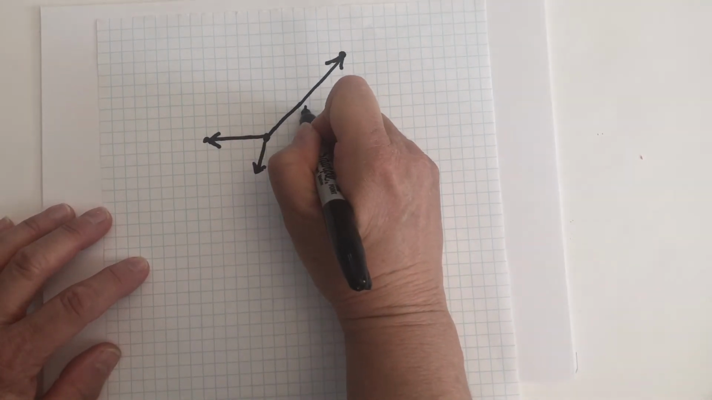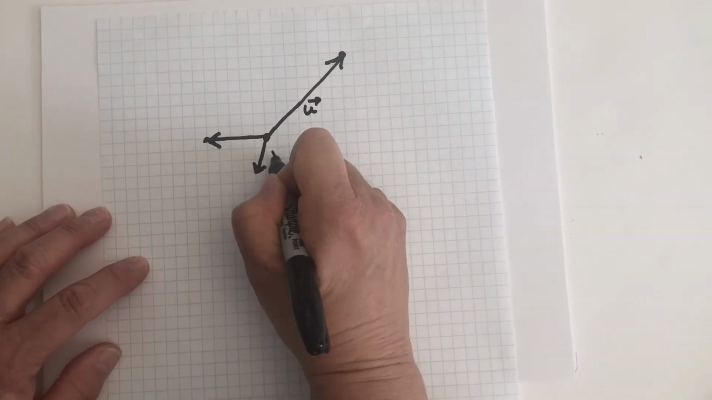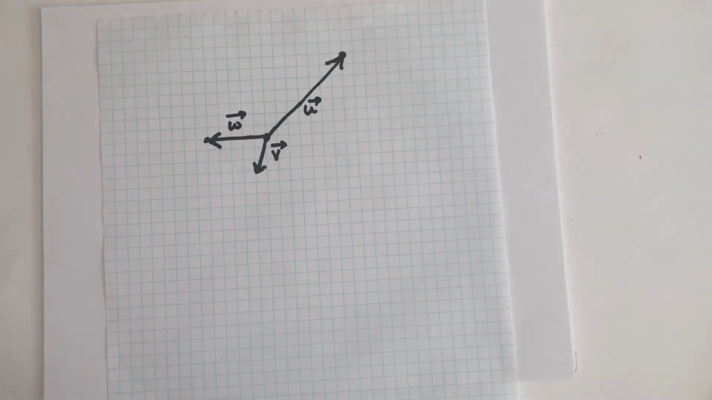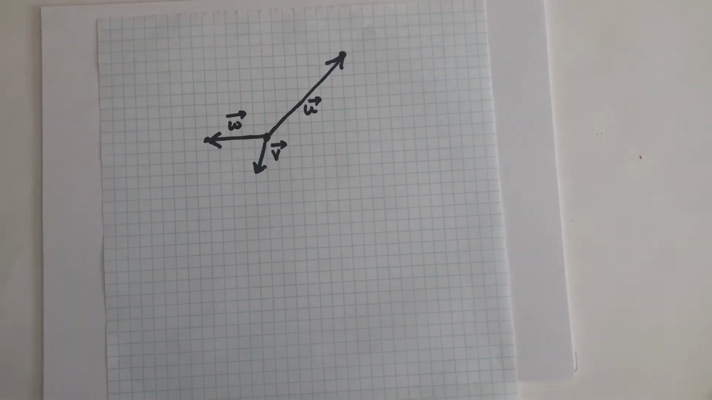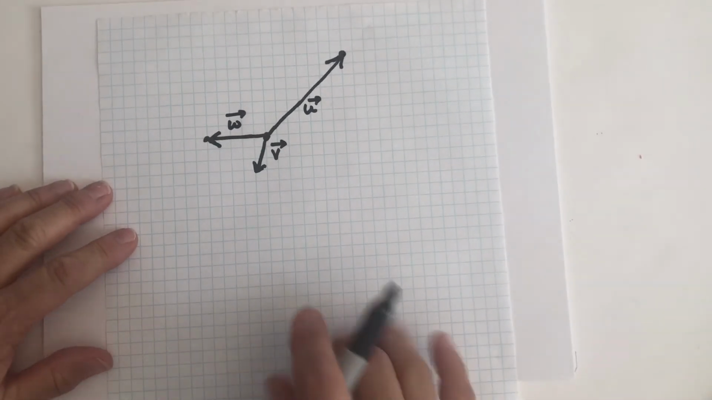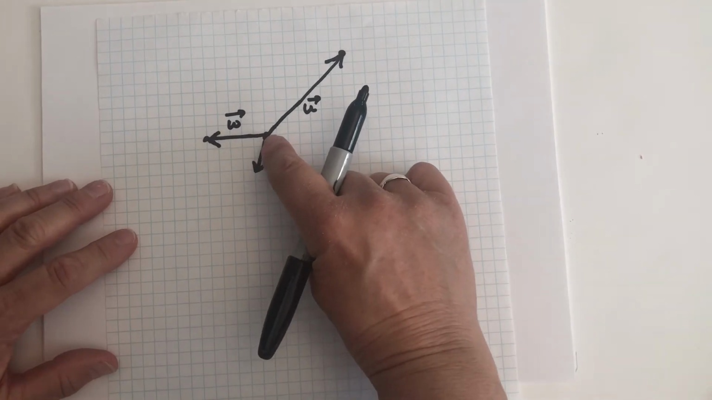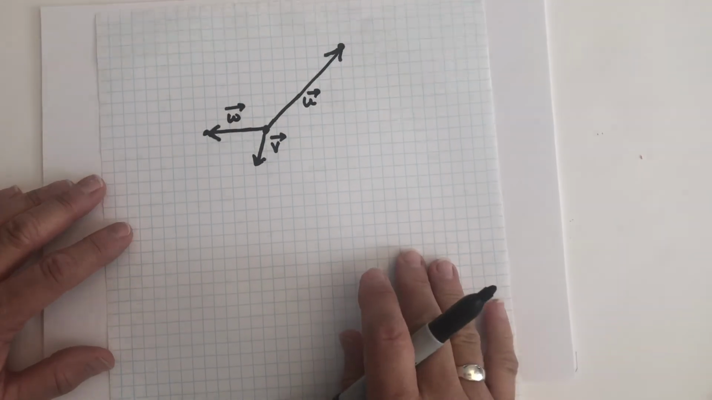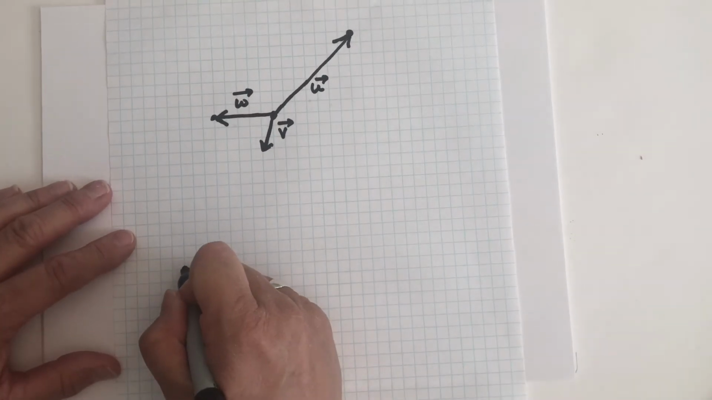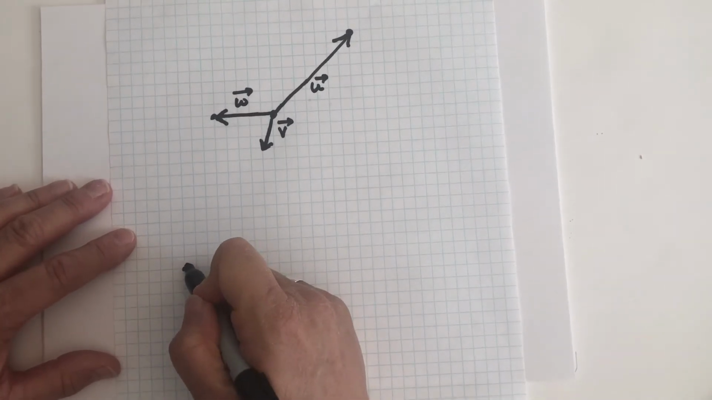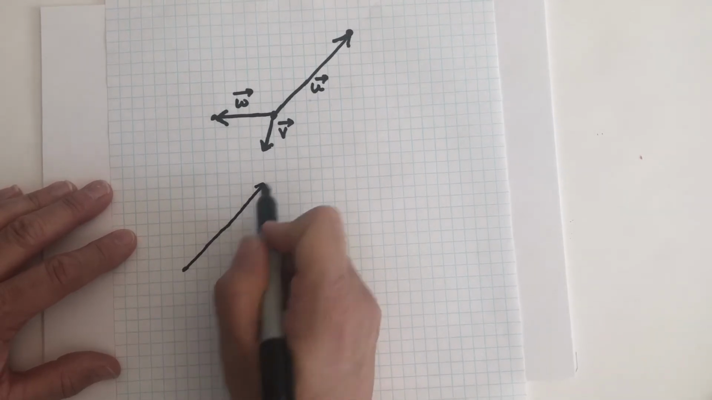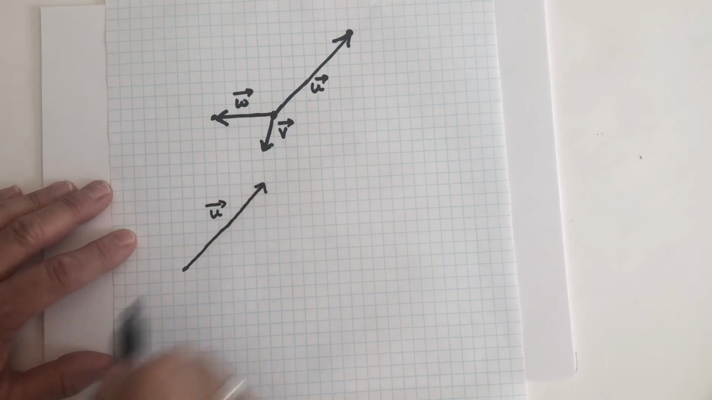I'll call this vector u, this vector v, and this vector w. And we just saw on the previous one that you can add them in any order. So let's start with u. Let's see, how many units did I go? 1, 2, 3, 4, 5, 6, 7. So I'm going to start here and go 1, 2, 3, 4, 5, 6, 7. So there's the vector u.